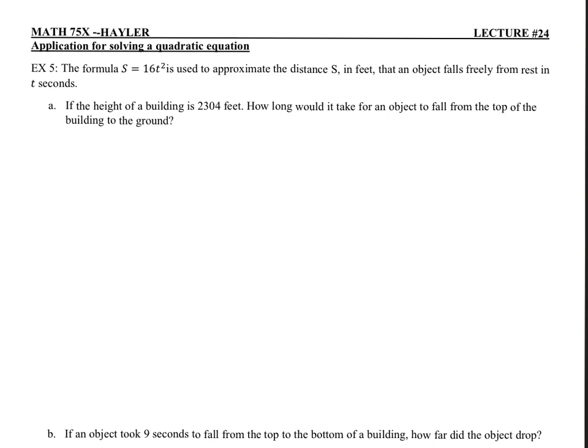Our problem states, if the height of a building is 2,304 feet, how long would it take for an object to fall from the top of the building to the ground? We know the height of the building, s, is 2,304 feet, and we're trying to figure out how long, so we want t. Let's use our equation, s equals 16t squared. We are given s, so let's plug that in: 2,304 equals 16t squared, and we are solving for t.